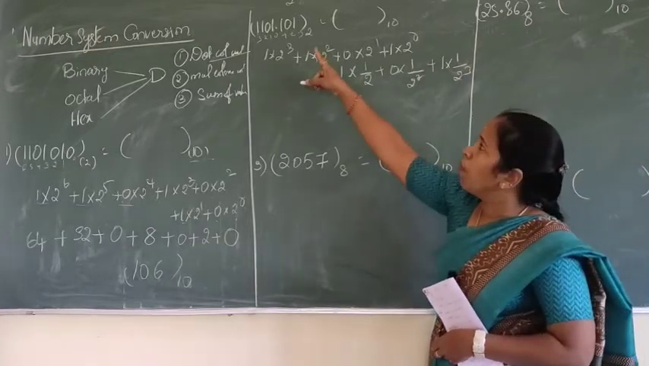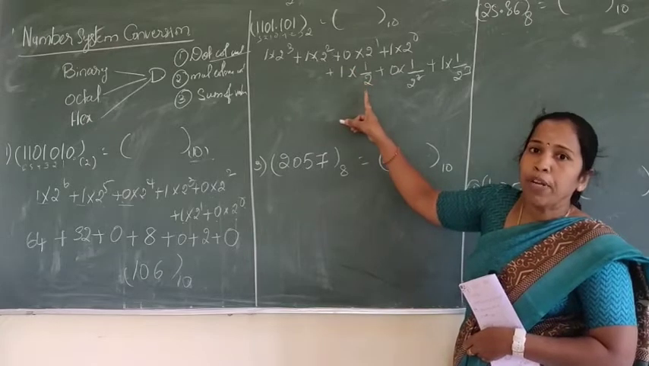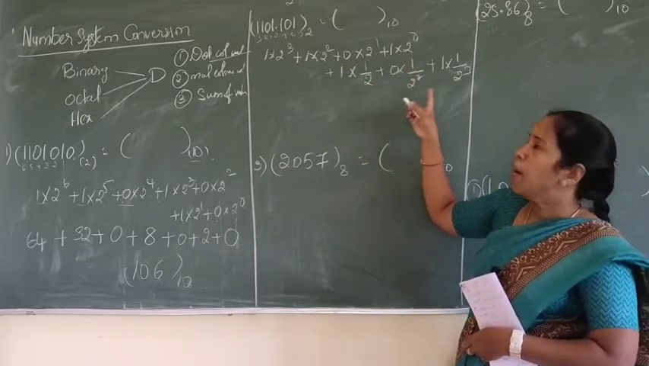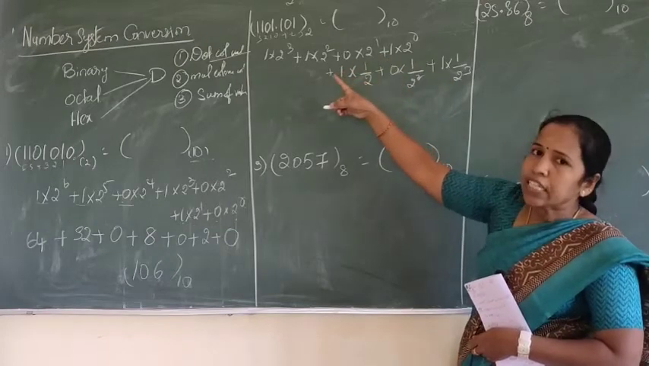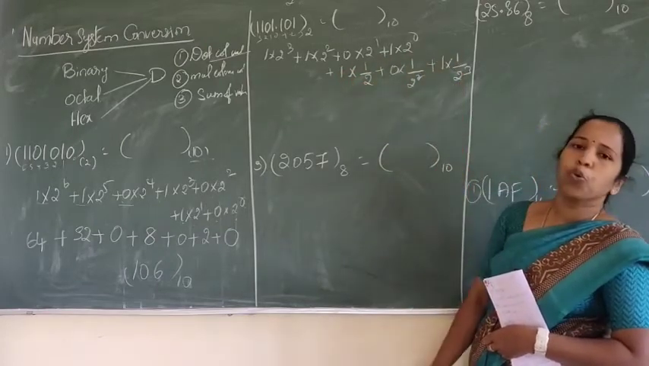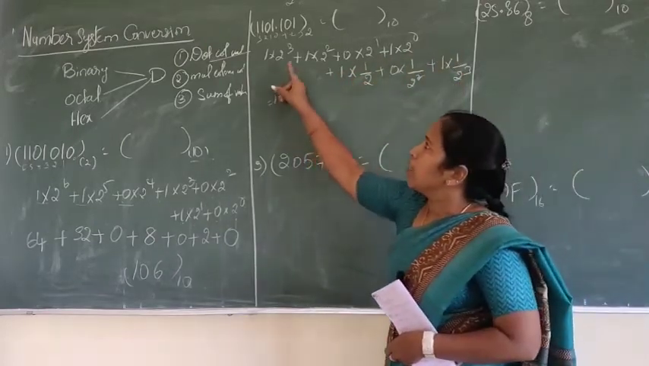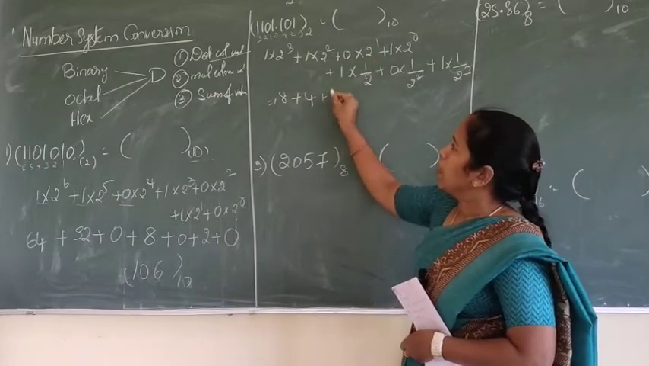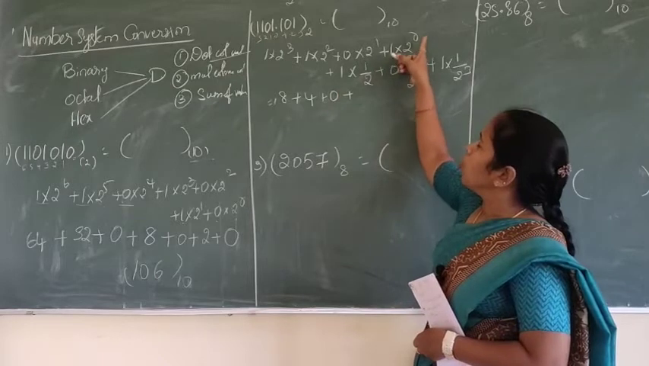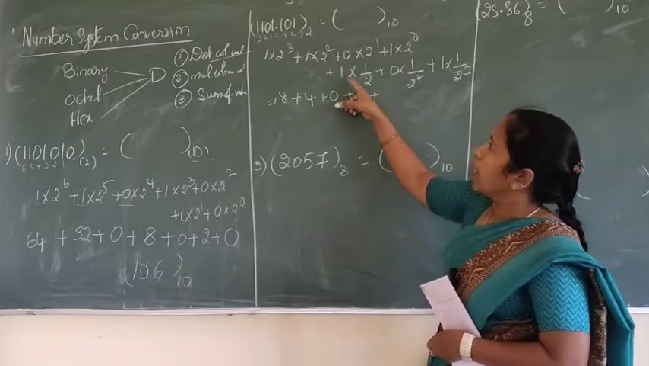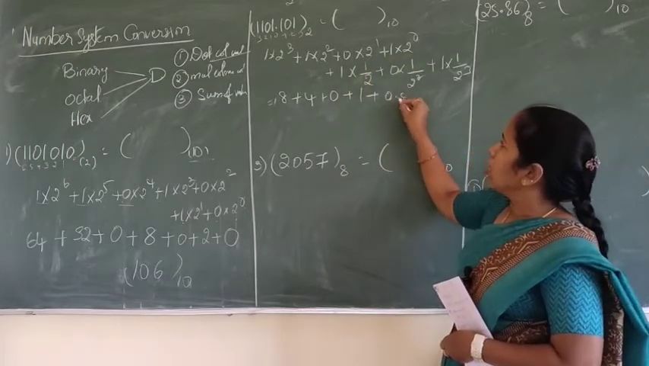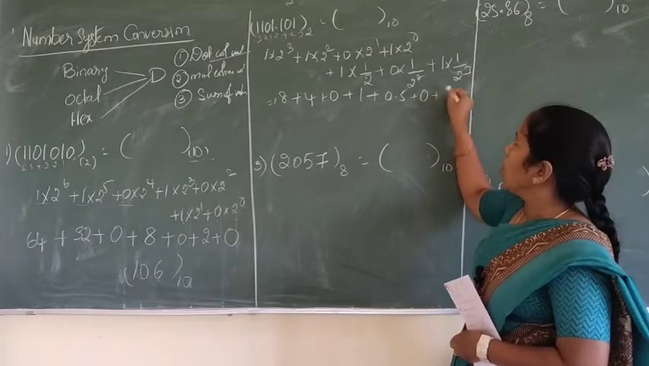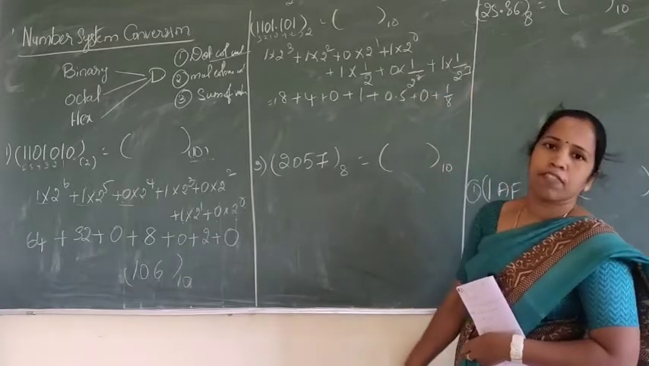So 2 to the power of minus 1 is nothing but 1 by 2. 2 to the power of minus 2 means 1 by 2 square. Plus 2 to the power of minus 3 is nothing but 1 by 2 cube. Now the answer will be 8 plus 4, 0 into anything will be 0, plus 1 into 2 to the power of 0 is 1. 1 by 2 is nothing but 0.5. Next plus, here it will be 0. Now 1 by 8.